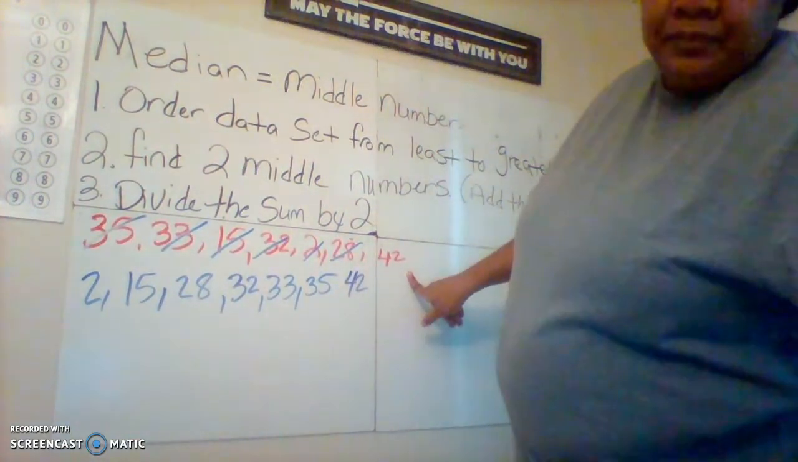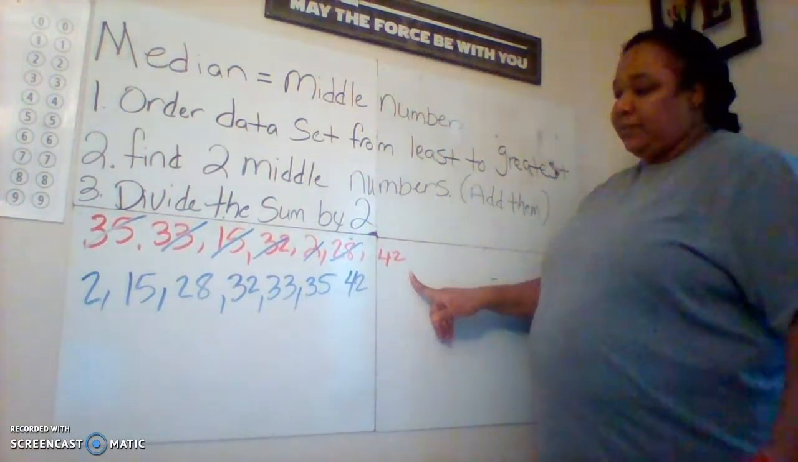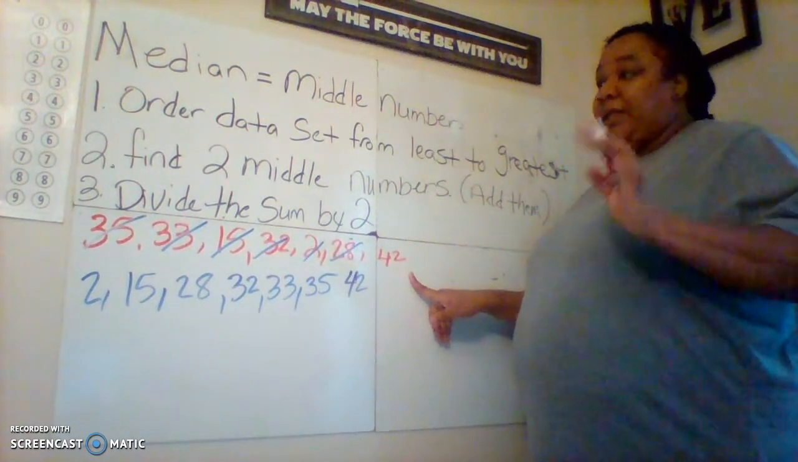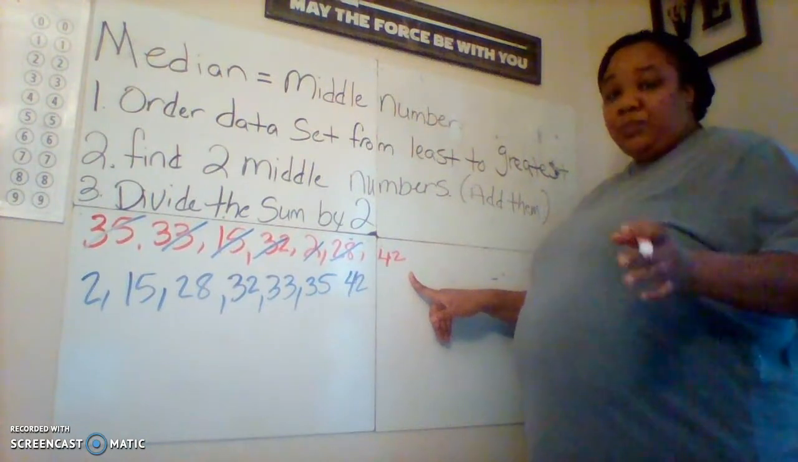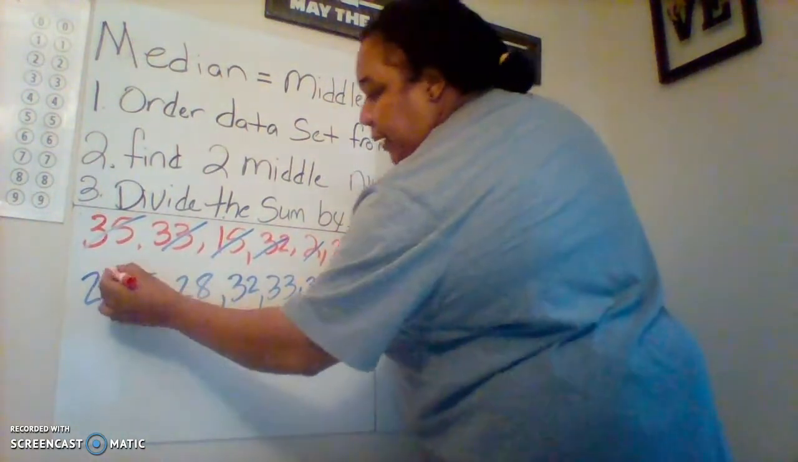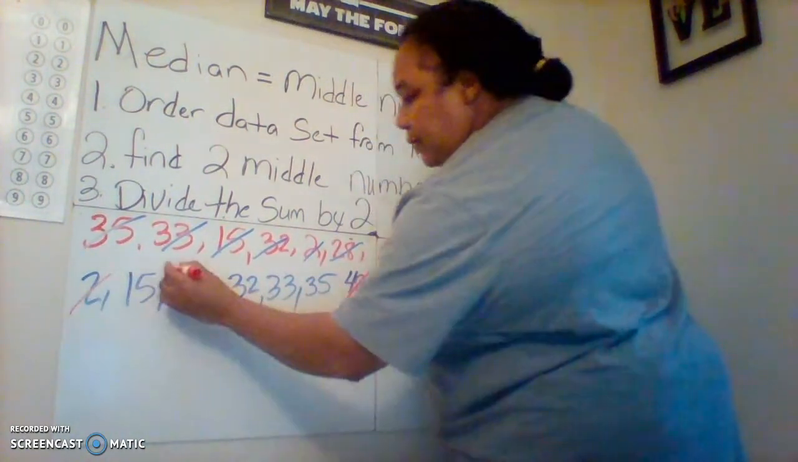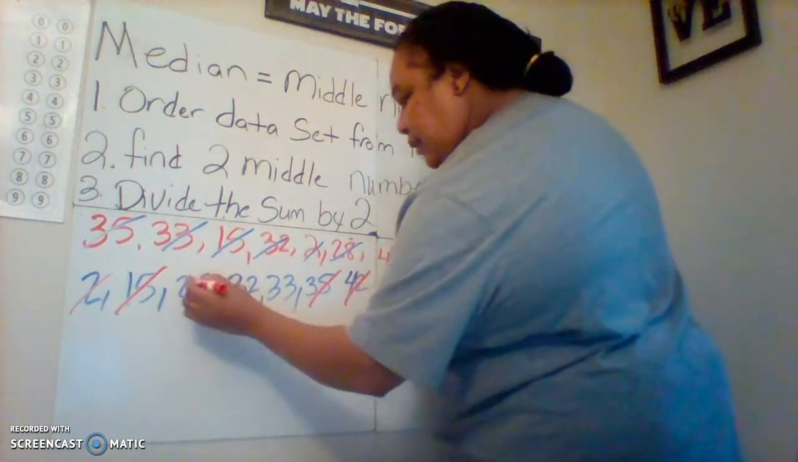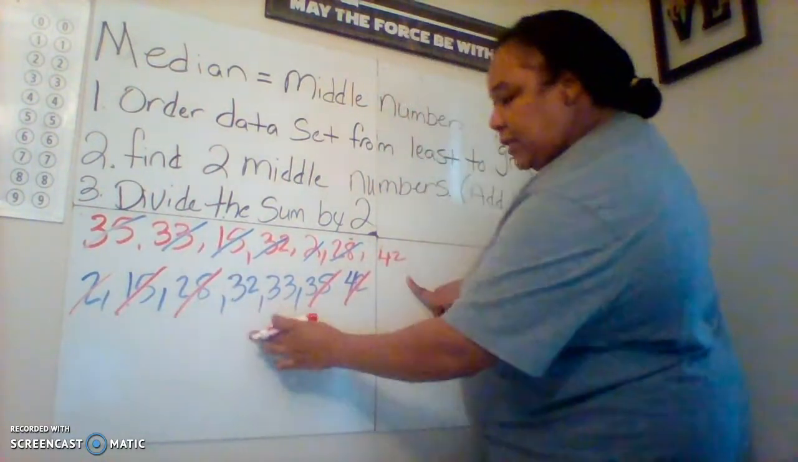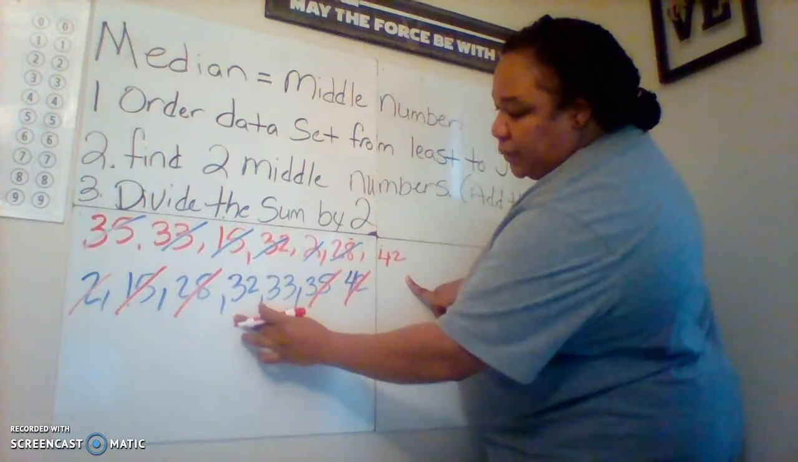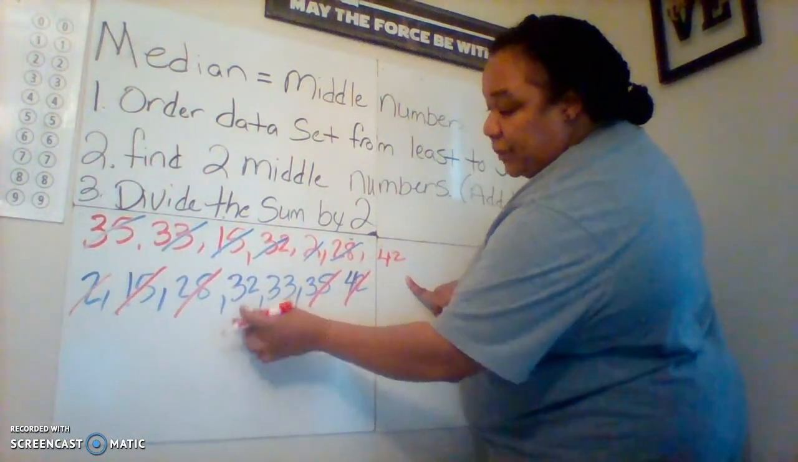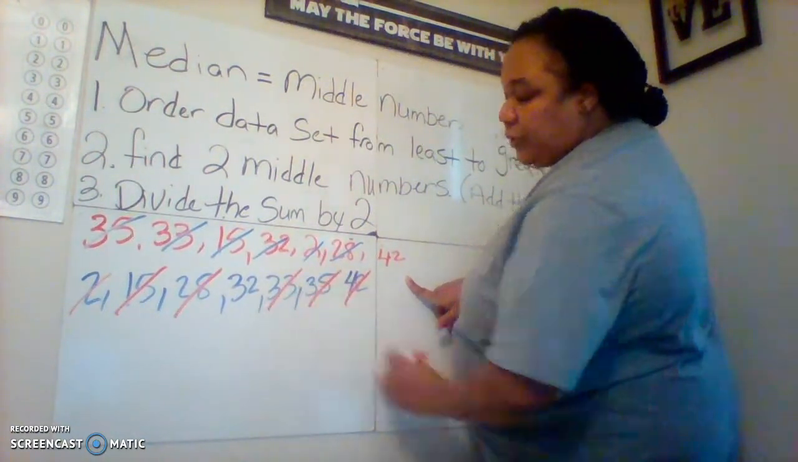Okay? Got it? Good. Now, remember, we're going to cancel them out to find our two middle numbers. Okay? 2, 42. 15, 35. 28, up. Now I have my two middle numbers. Actually, my 28 and 33.